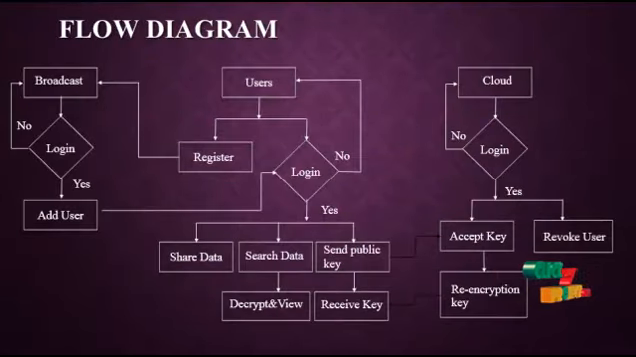Then comes the flow diagram of our process. The flow diagram shows our process diagrammatically. So here come the broadcast center, users, and the cloud. Here the user has to register and log in to access our system. Once the user has registered into the system, the broadcast service should add the user, and then only the user can log in.